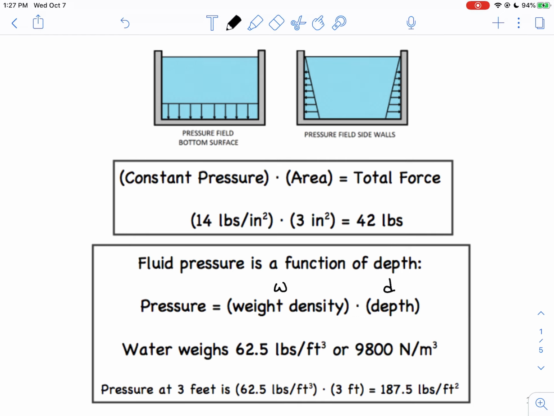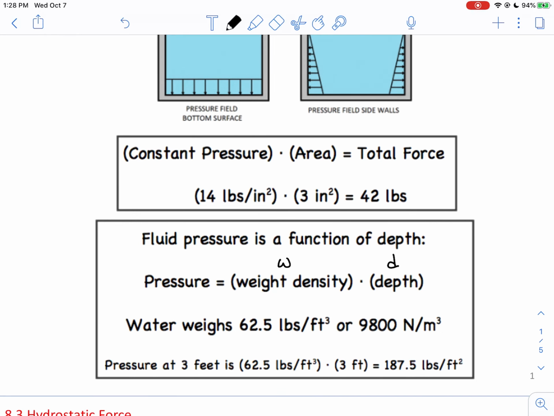So if the weight density is 62.5 pounds per cubic foot, and that's how much water weighs, that's its weight density. We're talking specifically about water. Other liquids would have different weight densities. Or in the metric system, it's 9,800 newtons per cubic meter.